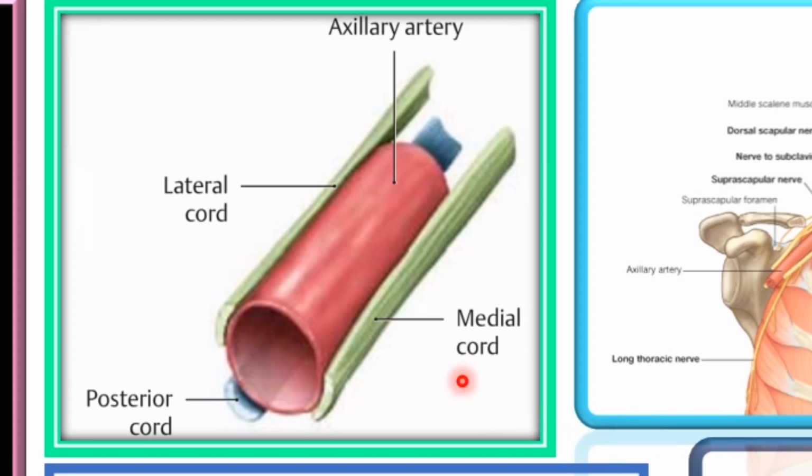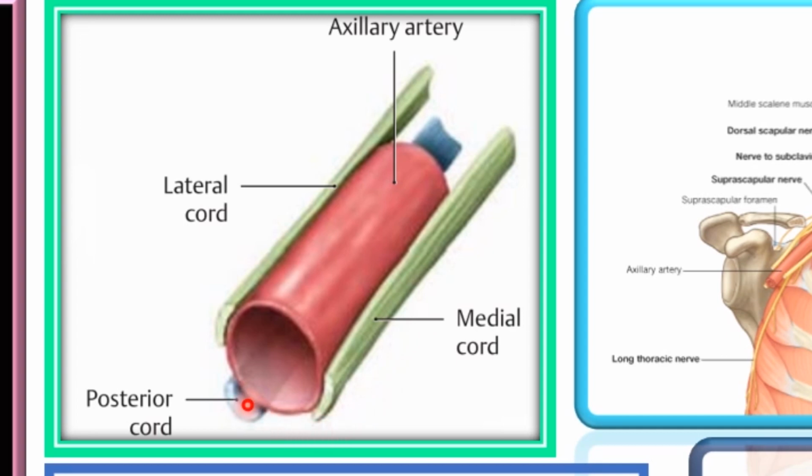The relationship will change. Now, these cords will relate to the axillary artery based on their names. By that, the lateral cord will lie lateral to the axillary artery. Here is the axillary artery, and these are the cords. So the lateral cord will lie lateral, medial cord will lie medial, and then the posterior cord will lie posterior.